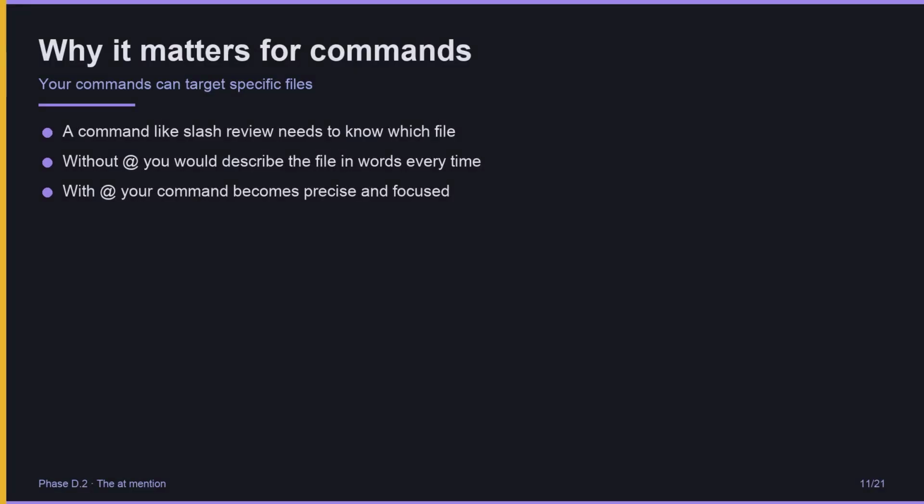Here is why this matters so much for your commands. A command like /review is only useful if it knows which file to look at. Without the @mention, you would have to describe the file in words, or paste its contents, every single time. With the @mention, your commands become precise, they target exactly the file you point at. That is what turns a generic command into a sharp, focused tool you reach for without thinking.